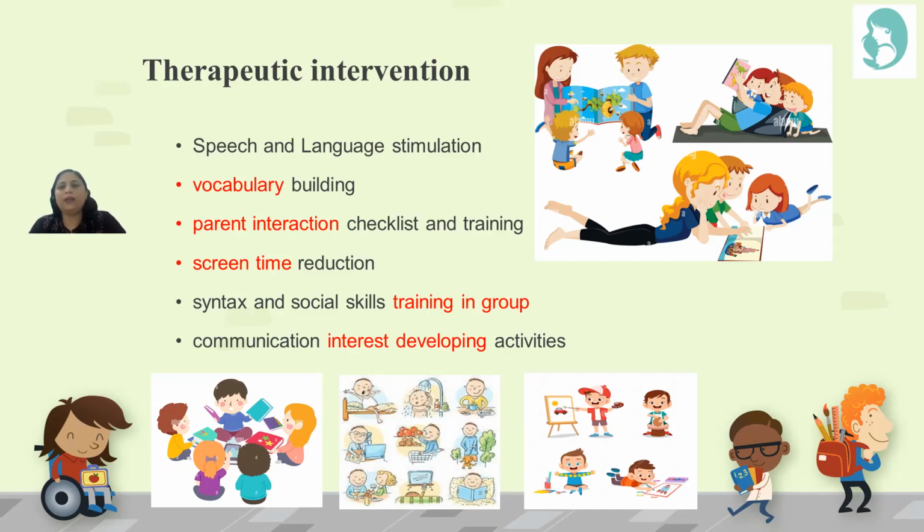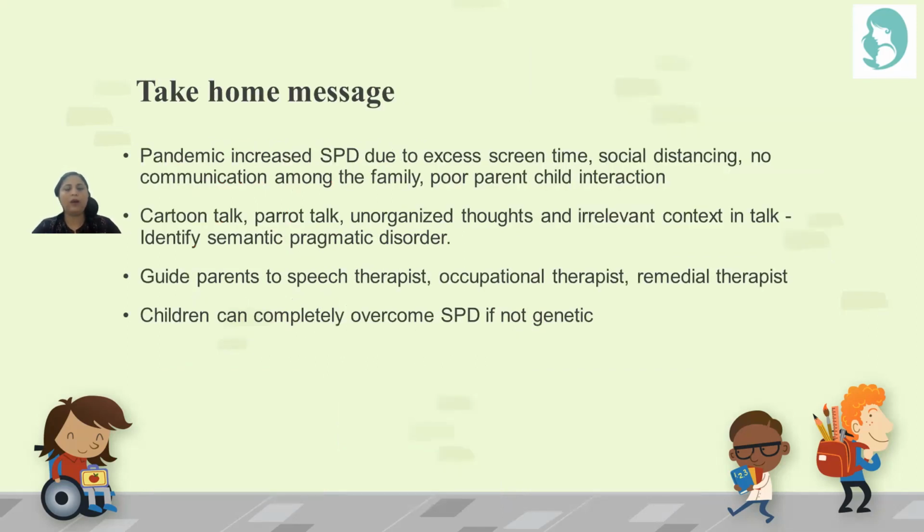Then there are communication interest developing activities. You have to set a routine with the child, with a specific time for interest developing activities like coloring, painting, clay, drawing, any sports activity, or joint reading sessions with the parents, or group activities like a child going to a Sanskar Varga or any evening activity groups where you can send the child to have communication with his or her peer group. These are the main things to remember for therapeutic interventions, so that children overcome these semantic pragmatic issues in early stages, and it doesn't hamper their academic as well as emotional development in later stages. So this is the take home message.